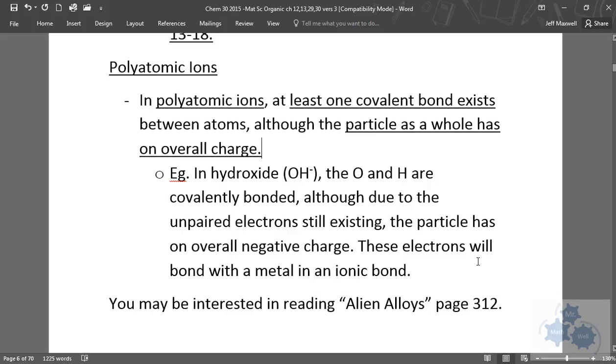So that's just a little bit about polyatomic ions. You'll have a question about that in your assignment. And you may be interested in reading this Alien Alloys on page 312. Just an interesting read.